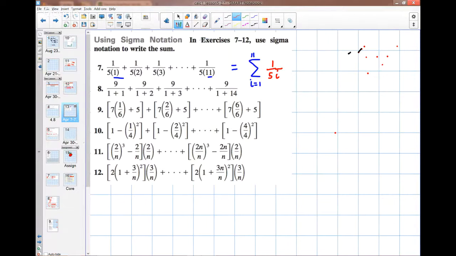Does that make sense? So what you want to do is the part that repeats, that goes in your sum, 1 over 5. And then the denominator is multiplied by this thing that counts each time. And you can see it starts at 1 and it goes up to 11. Okay, so let's try number 9.